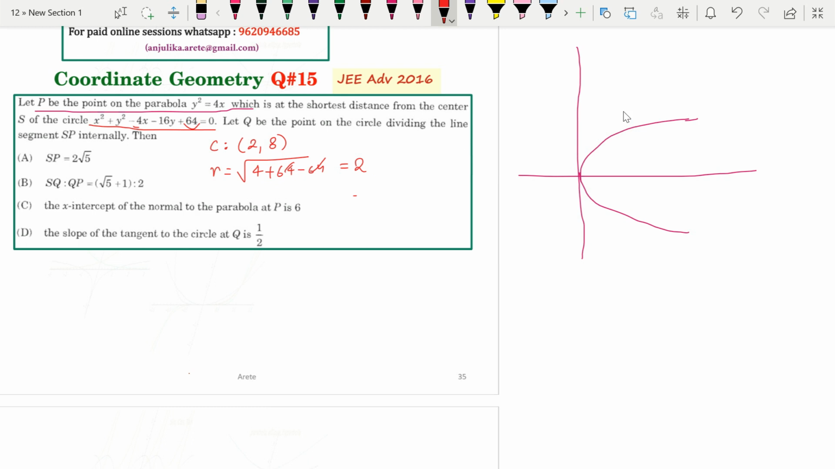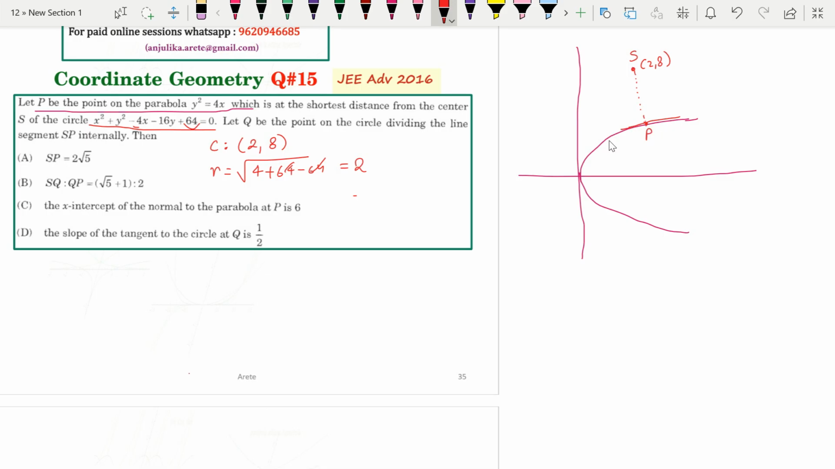Okay, so there is a center here. They are calling it S, which is (2, 8). And this point P is at the shortest distance. So what do you know about the shortest distance? If this point is P, then the line SP is perpendicular to the tangent, right? In this case, if it is the shortest distance, that means SP is kind of normal to this parabola.